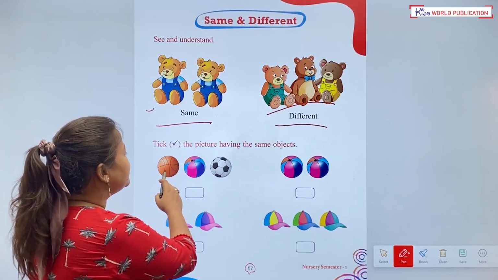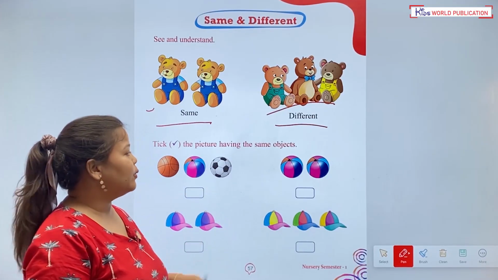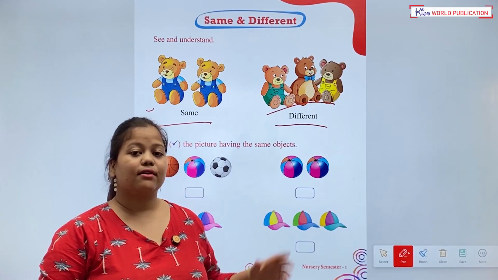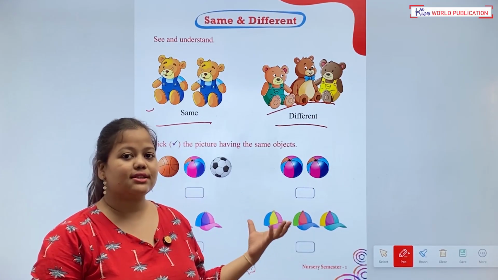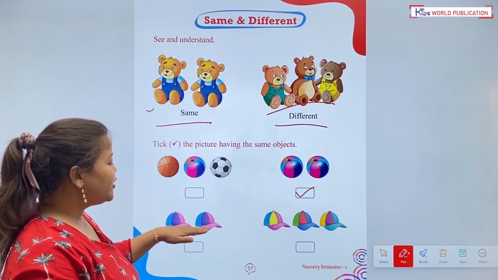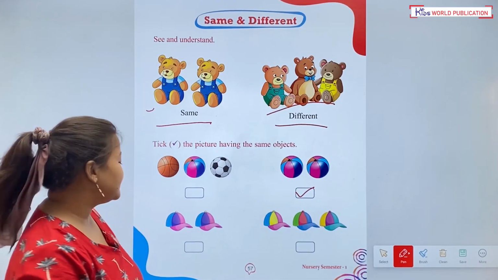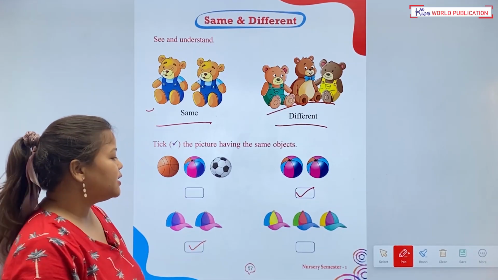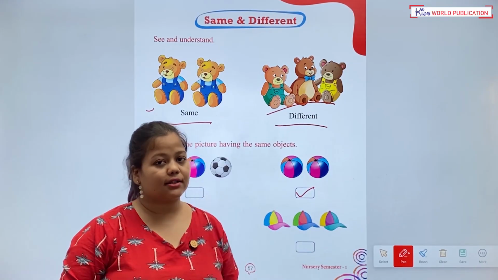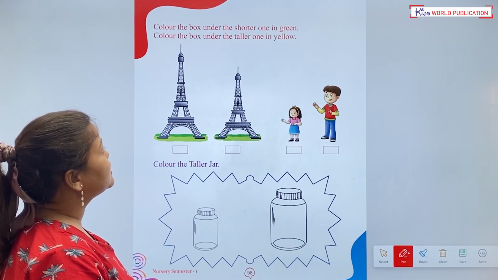Take the picture having the same objects. So kids, here you can see three different kinds of balls. Is it right? No. Here you can see two same objects, which means two same balls. Is it right? Yes. Here you can see in this picture two similar caps. Is it right? Yes. Here in this picture you can see three caps but in different colors. Is it right? No.